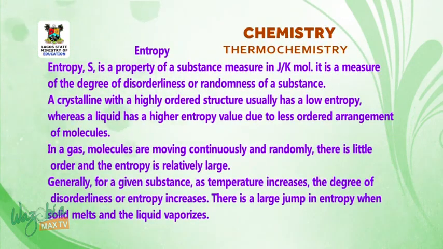Entropy. Entropy S is a property of a substance measured in joules per kelvin per mole. It is a measure of the degree of disorderliness or randomness of a substance. A crystalline solid with a highly ordered structure usually has a low entropy, whereas a liquid has a higher entropy value due to a less ordered arrangement of molecules. In a gas, molecules are moving continuously and randomly. There is little order and the entropy is relatively large. Generally, for a given substance, as temperature increases, the degree of disorderliness or entropy increases. There is a large jump in entropy when a solid melts and when the liquid vaporizes.